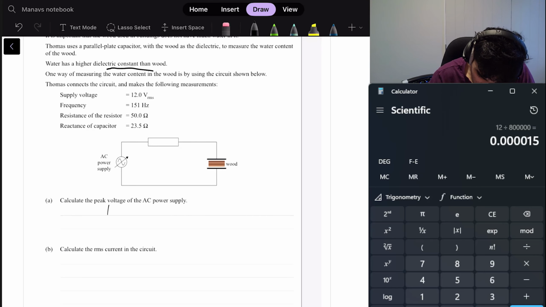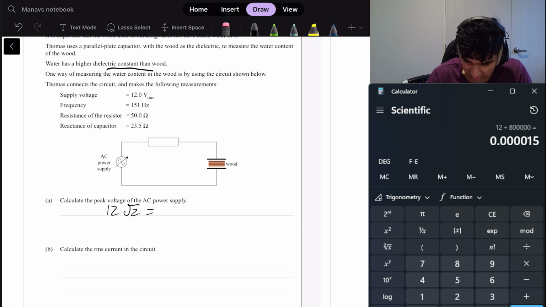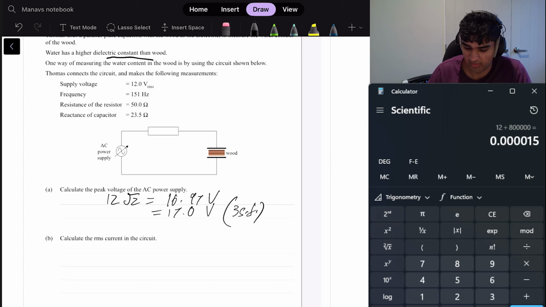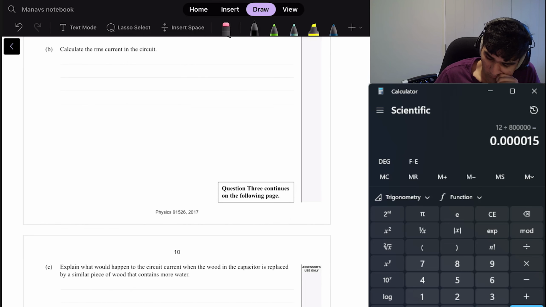Okay, well, I feel like a lot of this is just BS. We're just going to do RMS times square root 2. That's probably going to be like 15.6, I think. Let's check. Oh, 16.97 volts. Okay, we'll make it equal 17.0. Calculate the RMS current in the circuit. Not a trick question, is it?